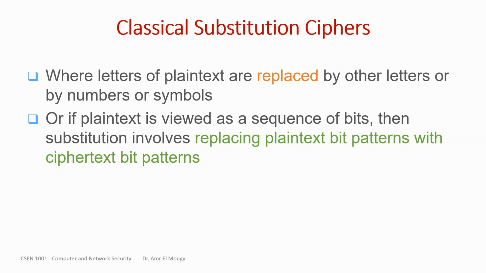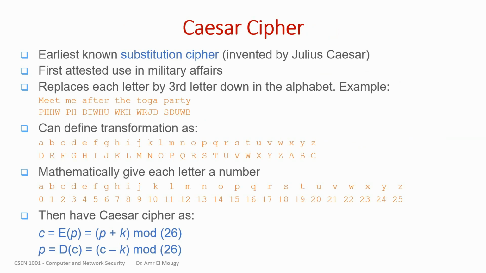But let's start with classical substitution ciphers. One of the earliest ones known in history is a very simple cipher that you, I think, got acquainted with in CS2 or maybe CS1, I don't really remember. It's called the Caesar cipher. The Caesar cipher is a very basic substitution cipher believed to be invented by Julius Caesar himself, and it was used in their military affairs to transport military messages.